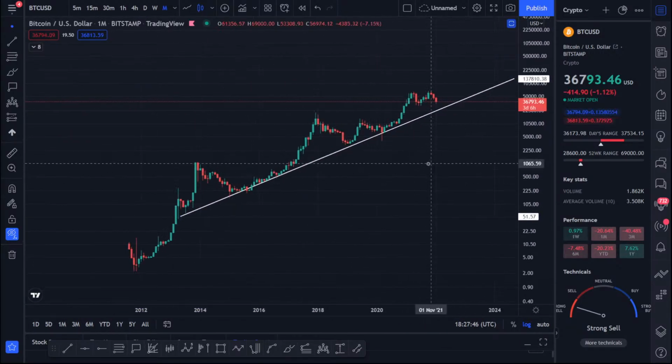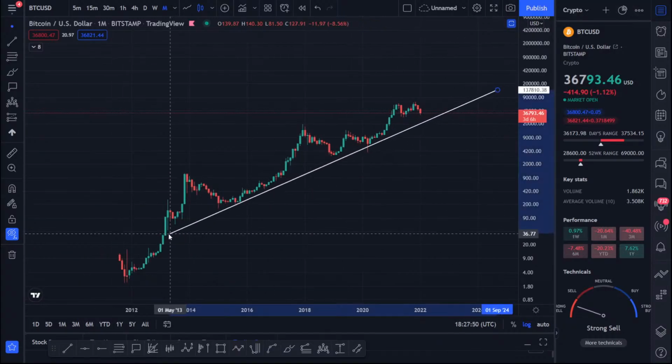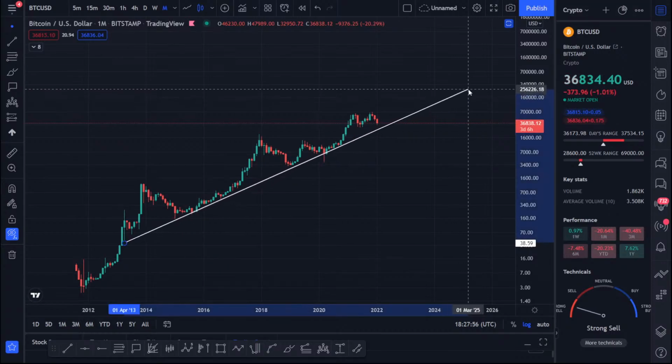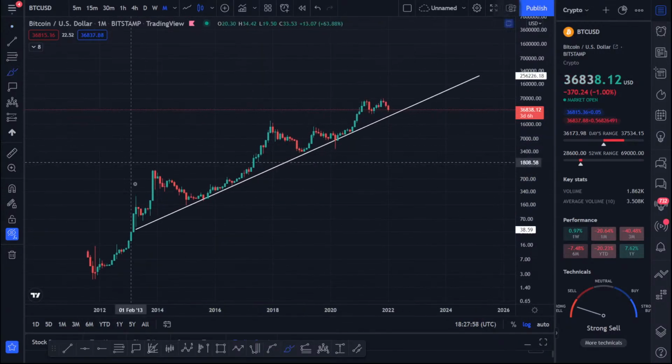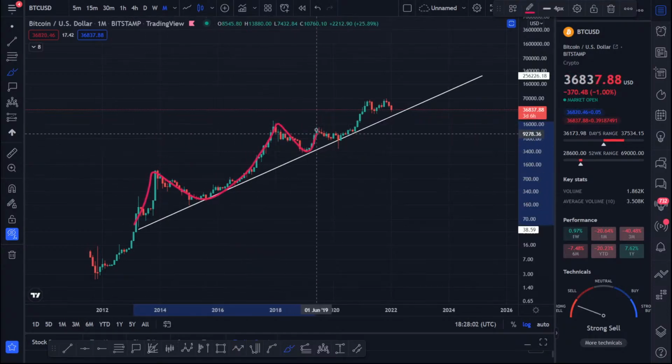Now, when you put the support line on the chart, you can clearly see some relief that comes in. The reason I say that is because you can see it goes up, comes here, bounces, goes up, comes here, bounces, goes up, comes here, bounces, broke out.